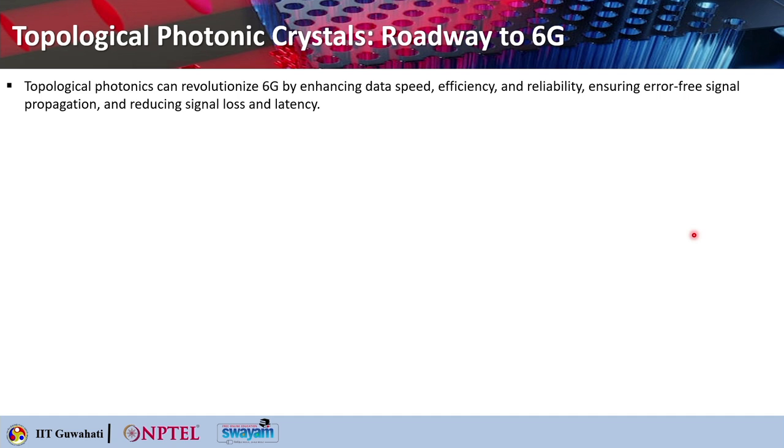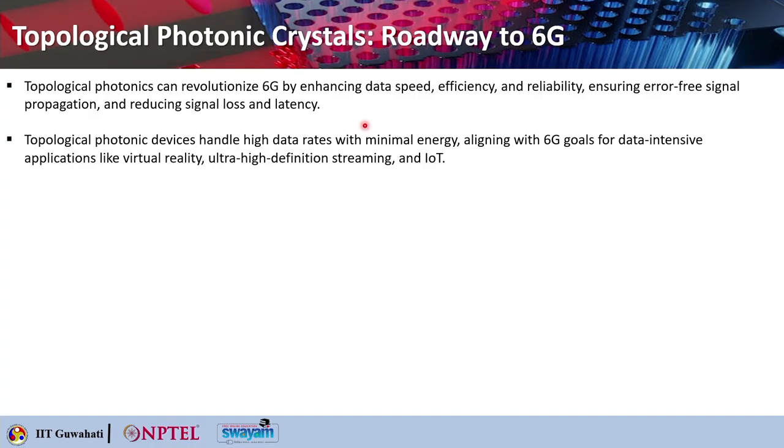Okay, so you can actually use topological photonic crystals to revolutionize 6G technologies by enhancing data speed, efficiency, reliability, and also ensuring error-free signal propagation by reducing signal loss and latency. So topological photonic devices can handle high data rates with minimal energy, aligning with 6G goals for data intensive applications, something like virtual reality and ultra high definition streaming or IoT.